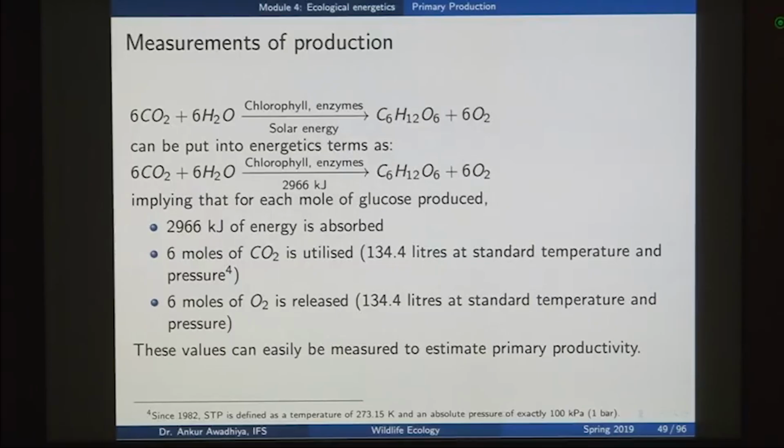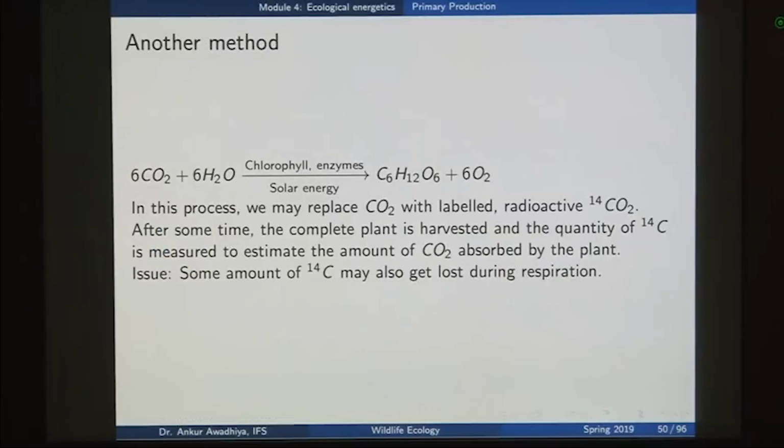So, this is a way of measuring the gross primary production or productivity. Now, in this case, if we also include the amount of carbon that is getting released because of the process of respiration, we are measuring the net primary production or productivity. Now, another method is this.